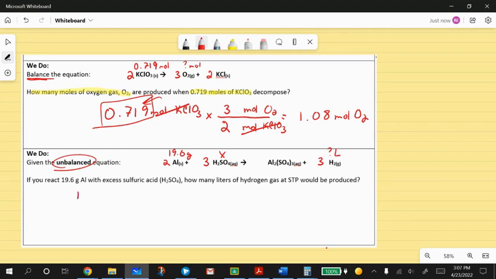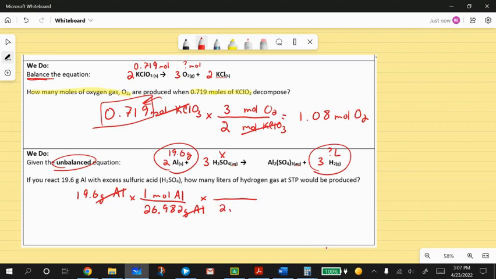So starting with 19.6 grams of aluminum, rule number 1, if you're not at moles, find moles. And we know 1 mole of aluminum has a mass of 26.982. Once we're at moles of aluminum, we can go ahead and use our mole ratio. And the mole ratio we want is going to be 3 to 2. So for every 2 moles of aluminum that reacts, I should expect to produce 3 moles of hydrogen gas. And moles of aluminum cancel.